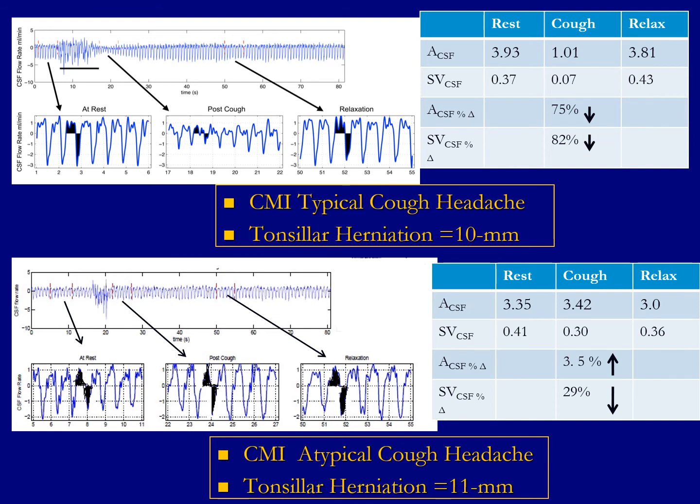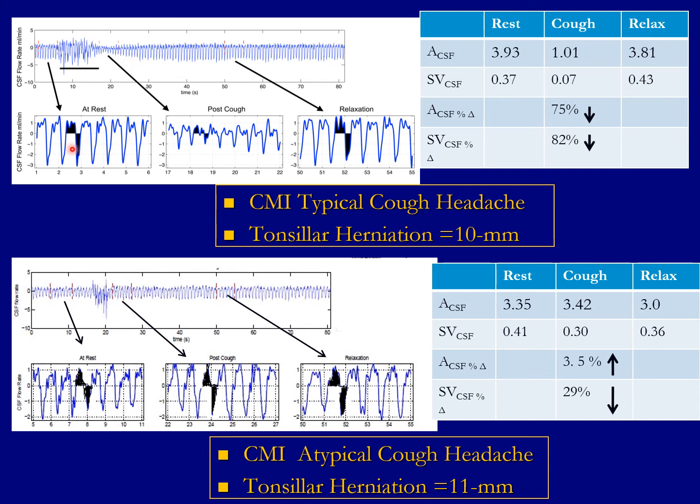So here are the two examples. One example on the top is a patient with typical cough headache, with a tonsillar herniation of 10 millimeters. And the bottom is a patient without cough headache, with a tonsillar herniation of 11 millimeters. So the tonsillar herniations are of the same size. However, if you see the top part, where the patient has typical headache, you can see a normal waveform in the resting, then coughing, and then you can see a prolonged decrease, about 20 seconds, of the CSF flow.